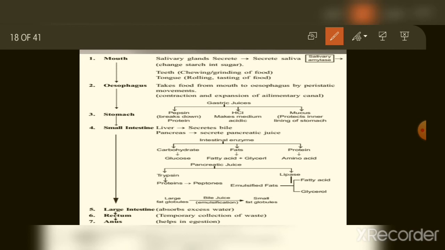So next is the teeth. The role of teeth is to chew and grind the food, right? And the tongue will roll and taste the food. While chewing, the salivary gland secretes saliva so that it becomes easier to take it in. The esophagus takes food from the mouth to the stomach.